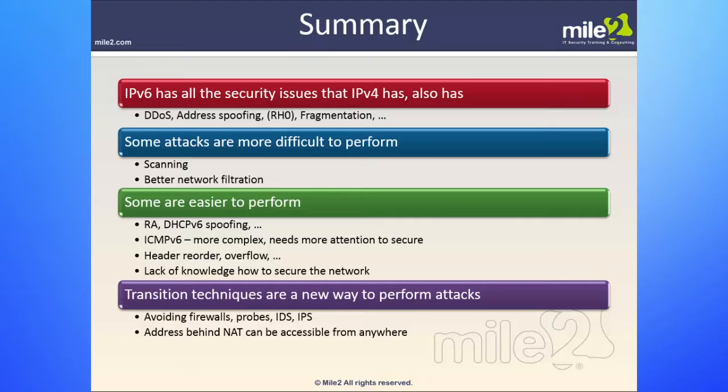Right. We mentioned RA. We mentioned DHCPv6, and spoofing and so forth. We mentioned ICMPv6, which tends to be more complex and so forth. But obviously, we gave you hopefully some additional resources that you could check out on that end, right? Header order and flow.